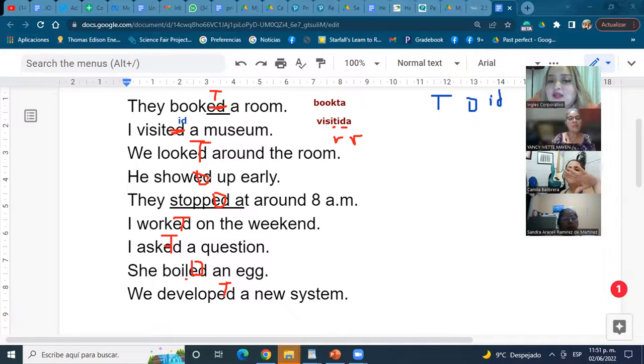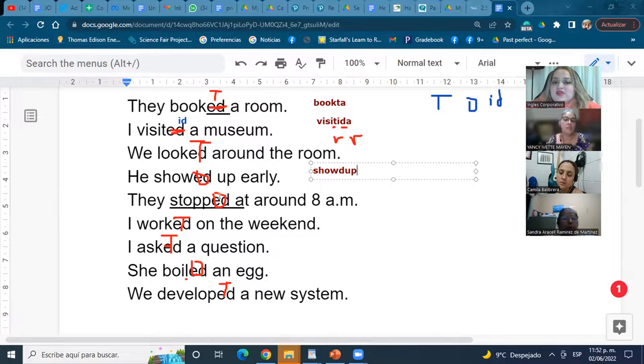So, when I connect this one and this one, it's going to sound like "dap", right? He showed up. Showed up. Sin omitir nada, okay? So, showed up. Bueno, el sonido que aprendimos. Showed up.